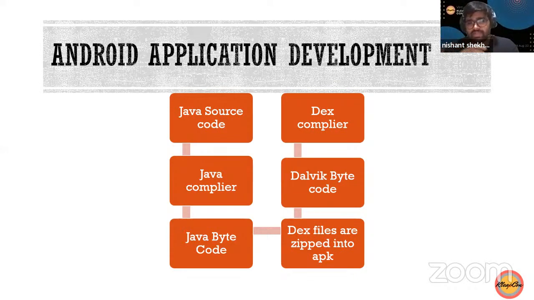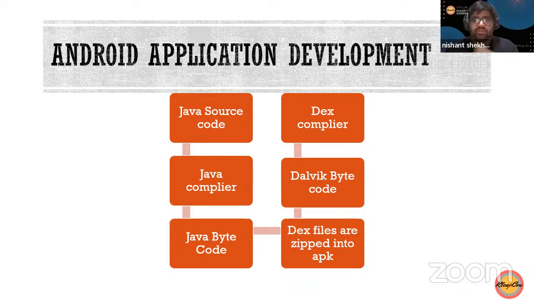Then it gets converted into Dalvik bytecode. That's how the Dalvik VM works: it's basically a platform that runs Java code in DEX format, and that's how it's different from Java web applications, and how the Android application differs from a Java application. After that, all the files are zipped into an APK and it becomes an APK.